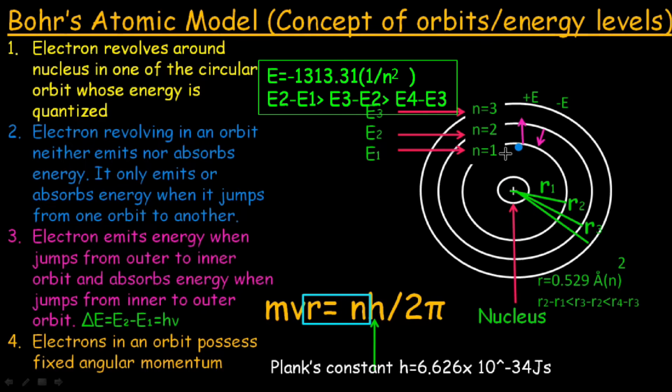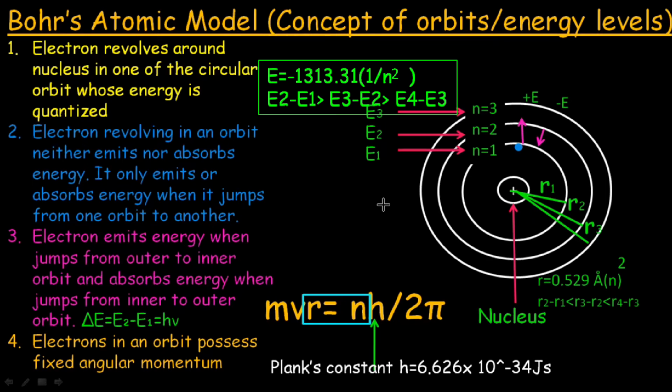The difference of distance between two orbits is also not constant. The distance between the first and second orbit is the lowest. For the third and second orbit, it is greater than that calculated previously. The distance of each orbit from the nucleus is not regular. As you move away from the nucleus, the difference of radius between two orbits goes on increasing.